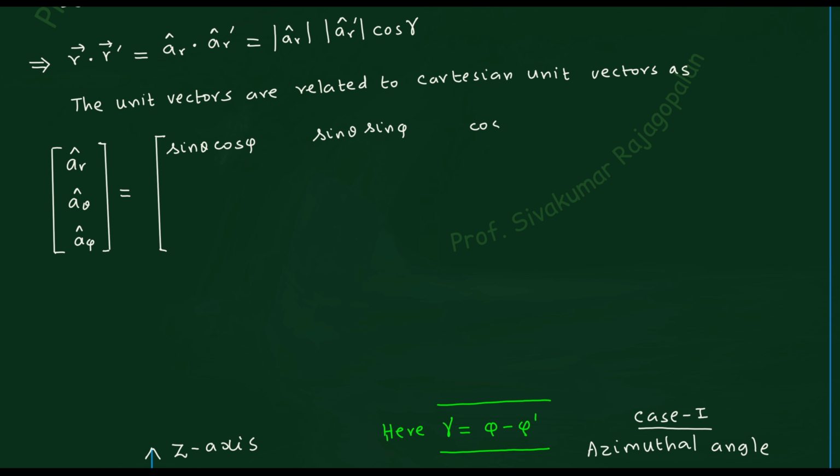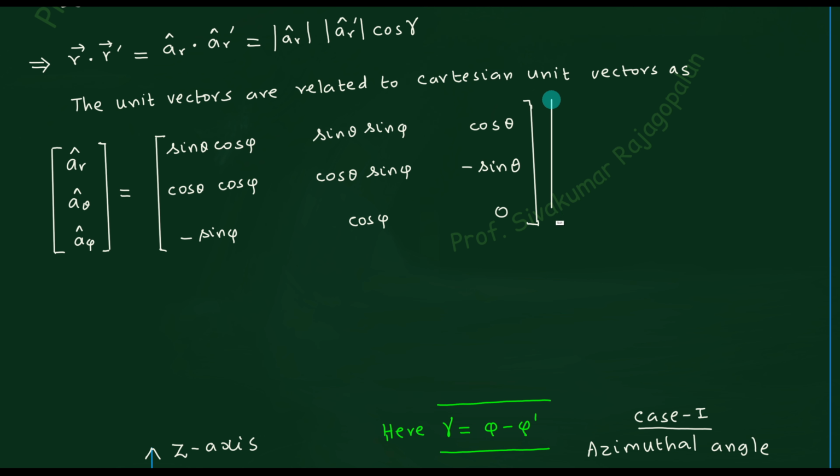And similarly, you have to write down the second row, which is nothing but cos theta cos phi, cos theta sin phi, and then minus sin theta. Finally you have minus sin phi, then cos phi, and then a 0. Okay, so this is the transformation matrix multiplied by the Cartesian unit vectors. So the Cartesian unit vectors are ax, ay, az. Okay, so you'll be getting three relations, right?